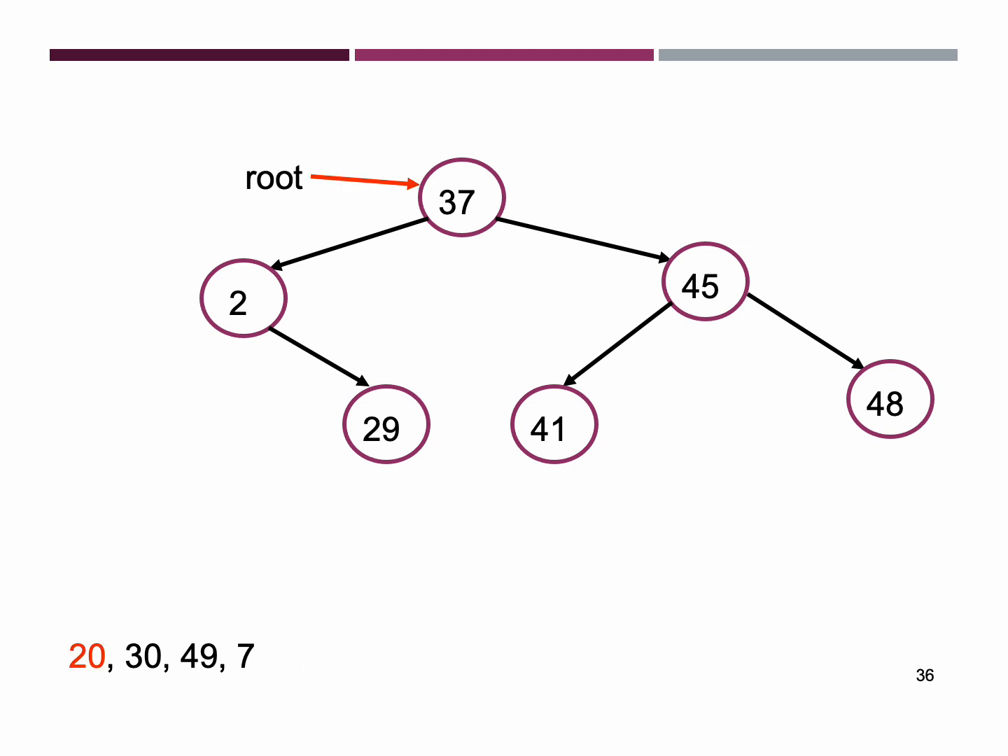Okay, next is 20. So we check 20 is less than 37, so it will go left. So we already have 2 on the left, so we'll check with 2, and 20 is greater than 2, so it will go right, but we already have a right child which is 29, so it will check with 29. And 20 is less than 29, so it will go left, like that.